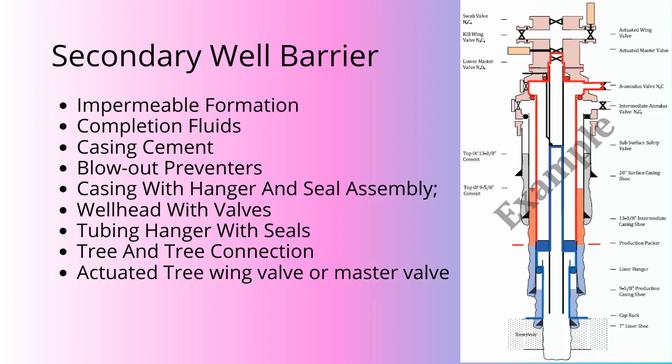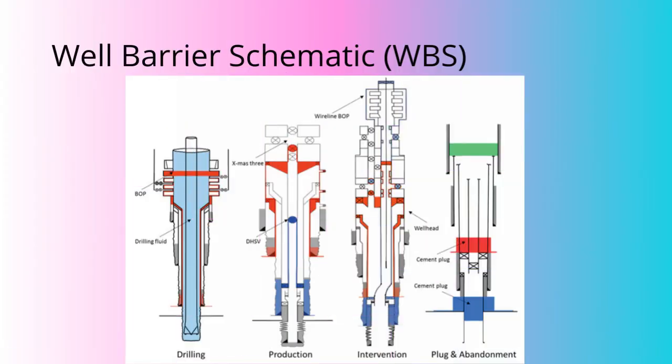The secondary barrier is composed of one or more of the following well barrier elements subject to the applicable life cycle phase: impermeable formation, completion fluids, casing cement, blowout preventers, casing with hanger and seal assembly, wellhead with valves, tubing hanger with seals, tree and tree connection, actuated tree wing valve or master valve. Test performed during well life cycle.